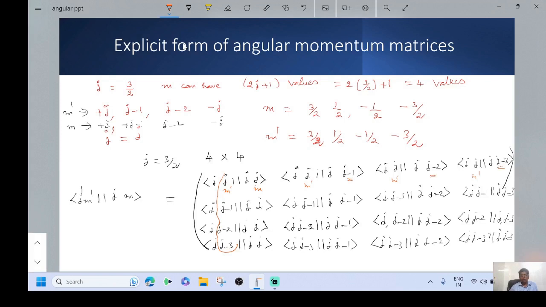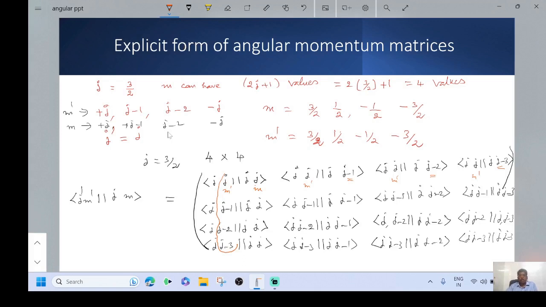Throughout the first row, the value of m dash is j. Throughout the second row, the value of m dash is j minus 1. Throughout the third row, it is j minus 2. Throughout the fourth row, it is j minus 3. But the value of j is unchanged, while column wise m dash is changed. This is called our explicit form of angular momentum matrices.